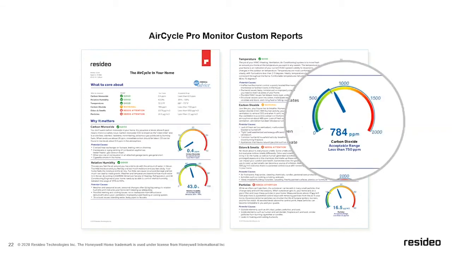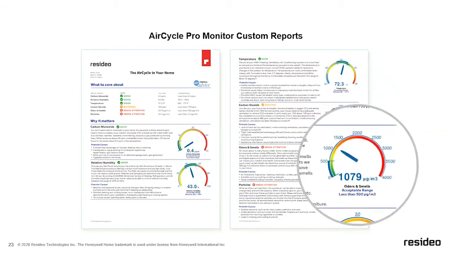Here's another one, which is the carbon dioxide. And if you looked earlier, it said that it was marginal. So the carbon dioxide is at 784 parts per million. The acceptable range should be less than 750. So that's kind of close. So it might be okay. You may want to consider ventilation, if not on this visit, possibly the next.